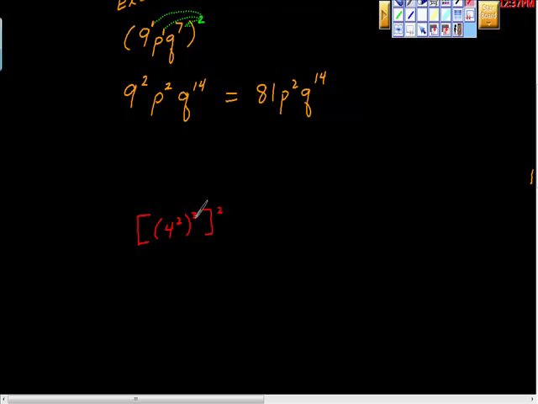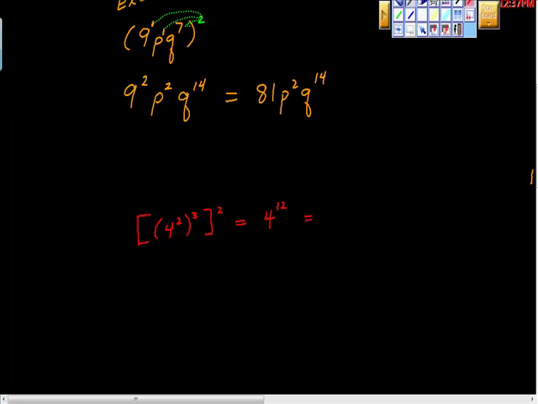2 times 3 is 6. 6 times 2 is 12. So 4 to what? The base is 4. 2 times 3 is 6, 6 times 2 is 12. 4 to the 12th power.